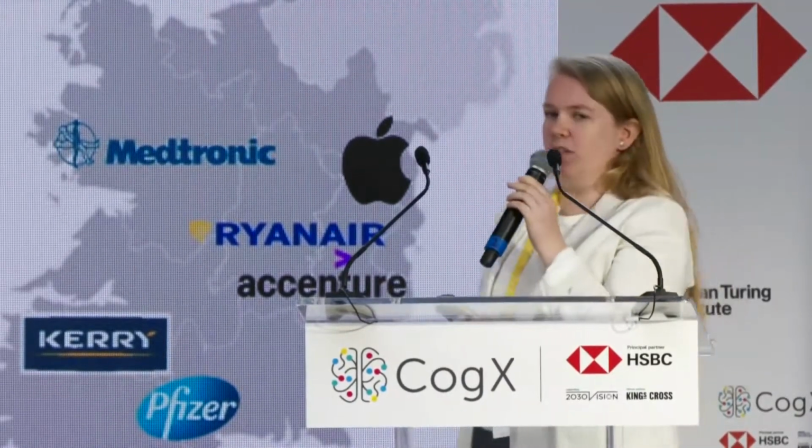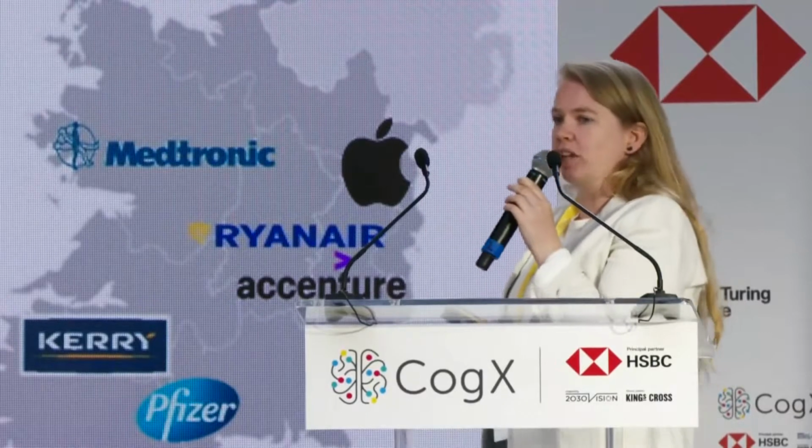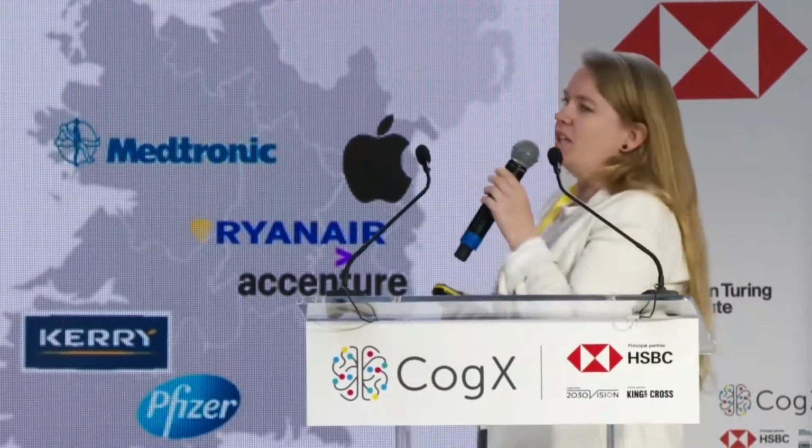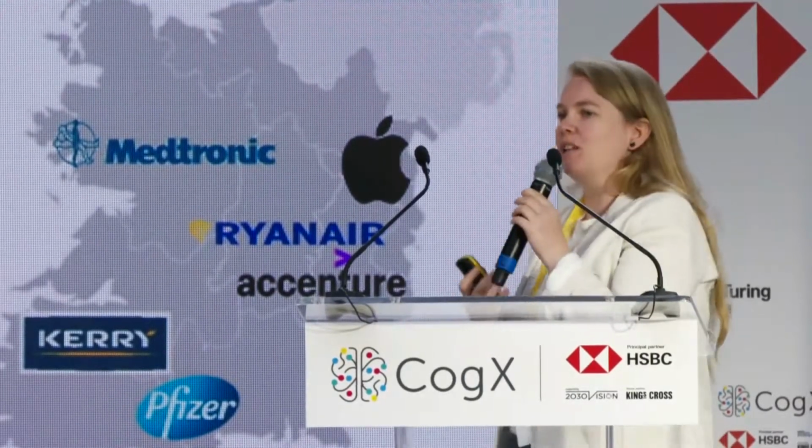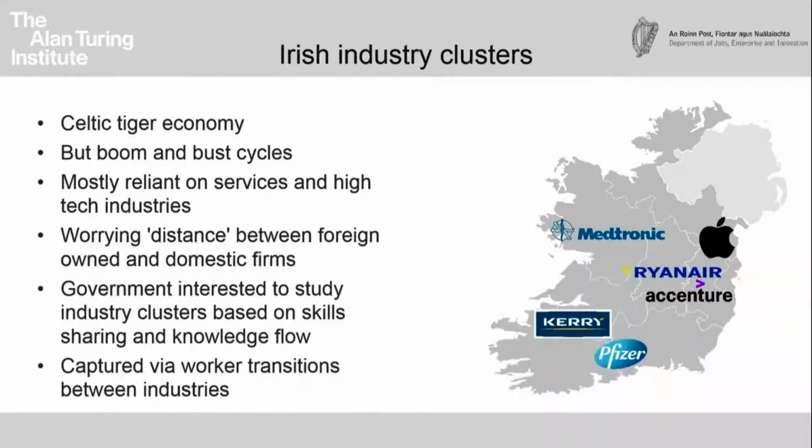I'm going to talk a little bit about a project that I did with the Irish government, where this is exactly the kind of question that we were interested in. As many of you might be aware, Ireland is well known as a Celtic Tiger economy, but at the same time it's quite fragile. It's been prone to quite a few boom and bust cycles. It's a very high-tech and services-oriented economy, but we have a very high proportion of foreign multinational firms. As a percentage of GDP, it's quite staggering.